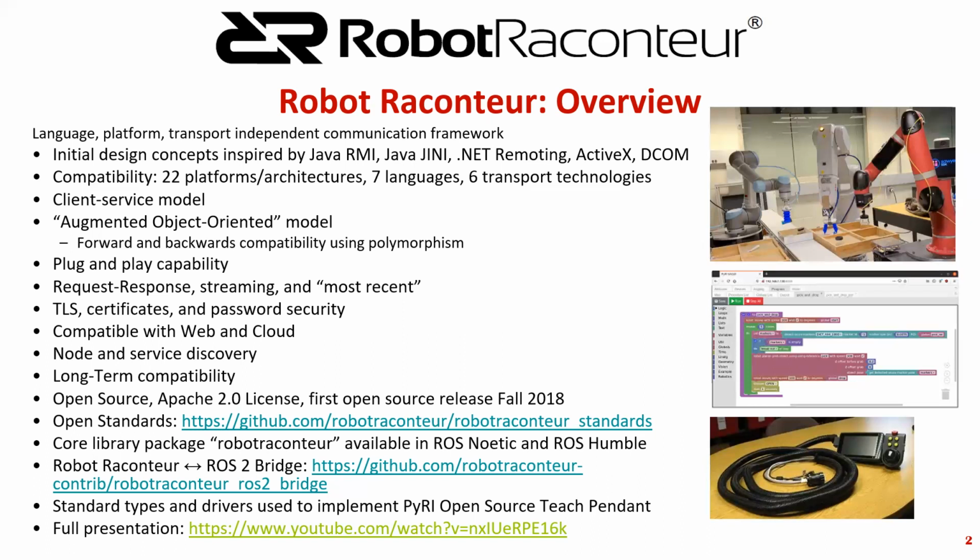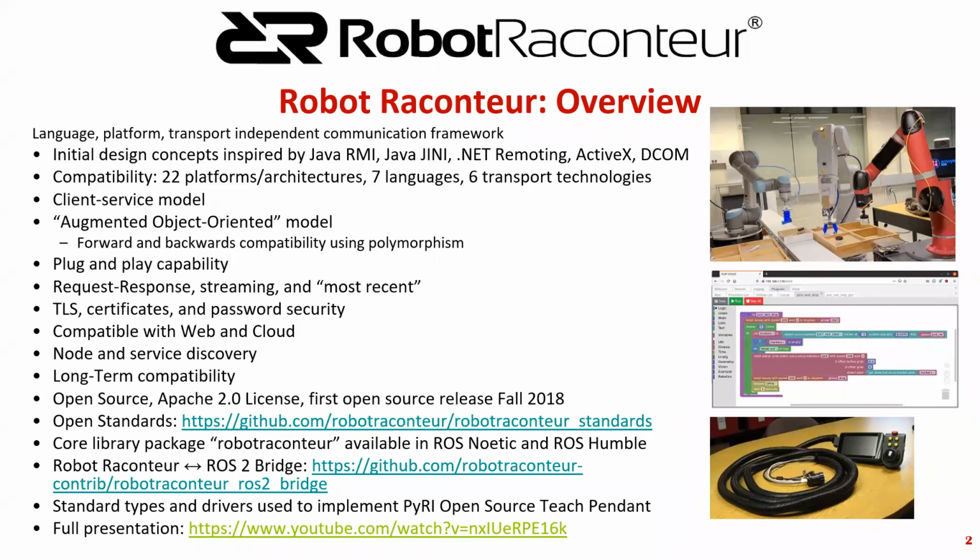It's open source. The project started in 2010, but the more recent incarnation, the first open source release of the updated software, was in 2018. There are open standards, which are a standard for the core of the system in this repository; we'll talk about the other types of standards later. The core package is available in ROS Noetic and ROS Humble now, so it is available in the ROS library. There is a ROS bridge to talk to ROS topics and services using Robot Raconteur, and we'll get into a lot of detail about that later.